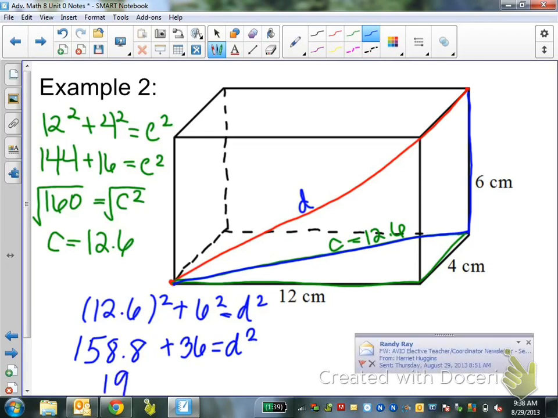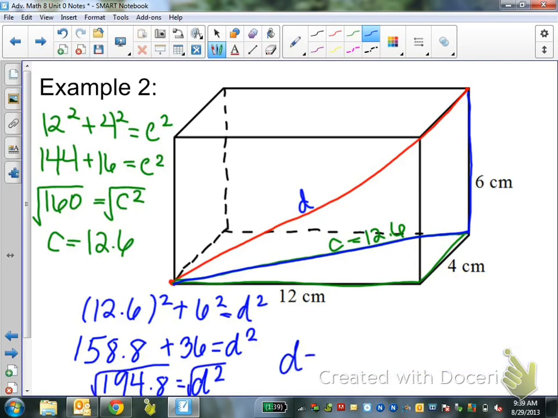194.8 equals D squared. And then last step, you're going to square root. So we get D equals, to the nearest tenth, what? 14.0. And there you go. Yes, put the 0.0 to show that we're rounding.